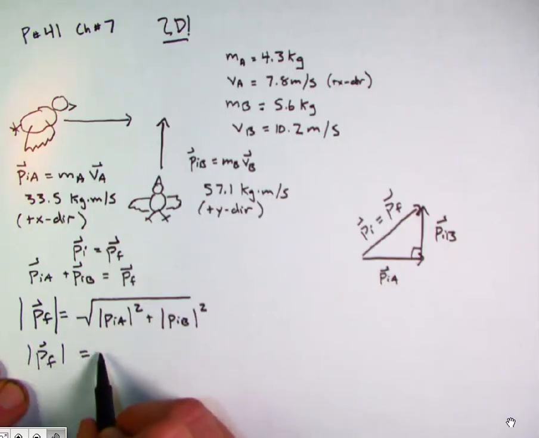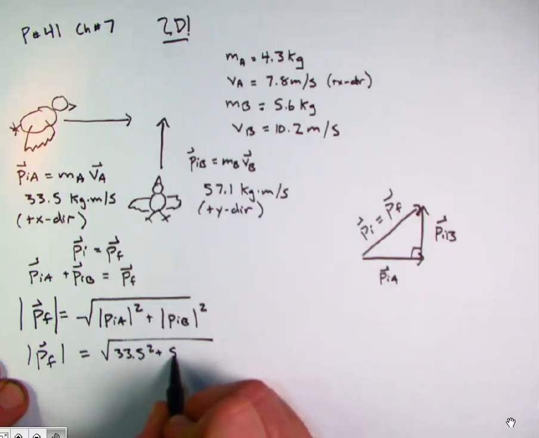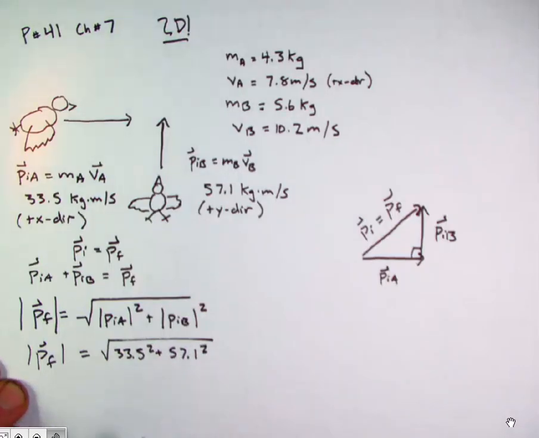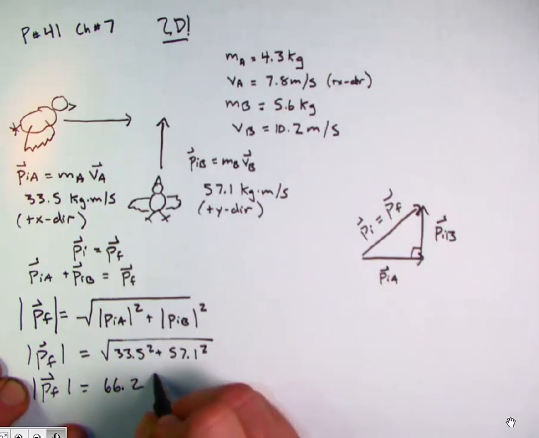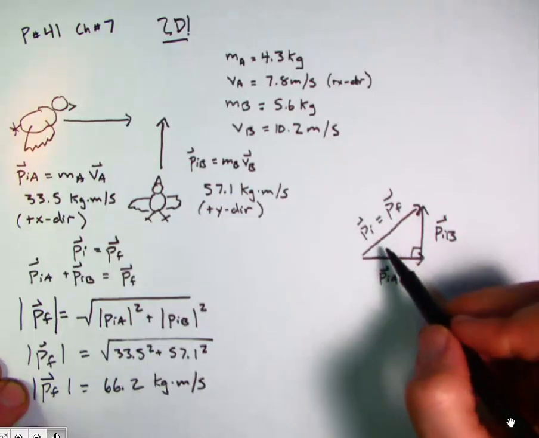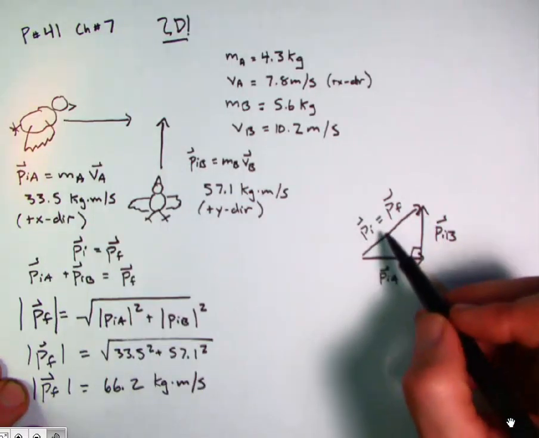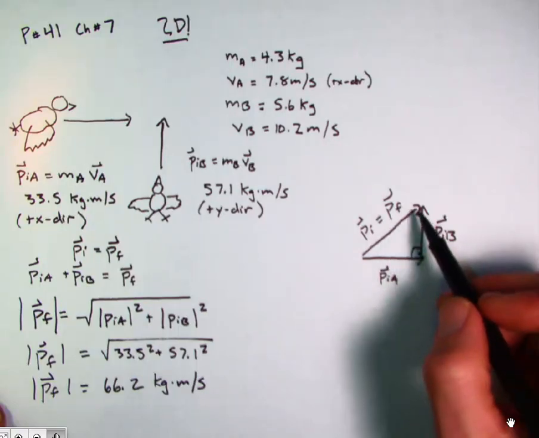and I would get the square root of 33.5 squared plus 57.1 squared, and I type that into my trusty calculator, and then I get that PF, the magnitude of PF, is 66.2 kilogram meters per second. So the total momentum of the system, both before and after the collision, is 66.2 kilogram meters per second.